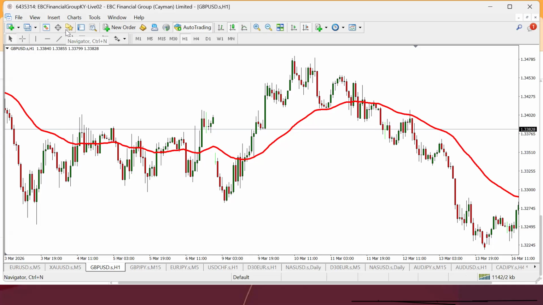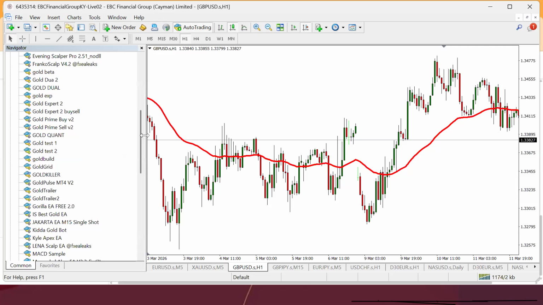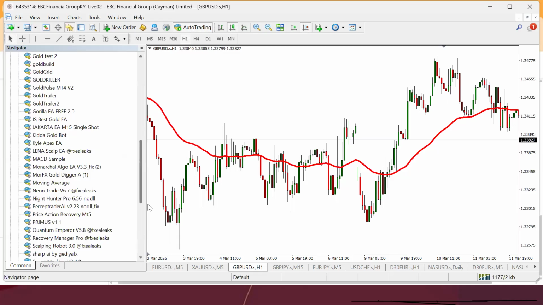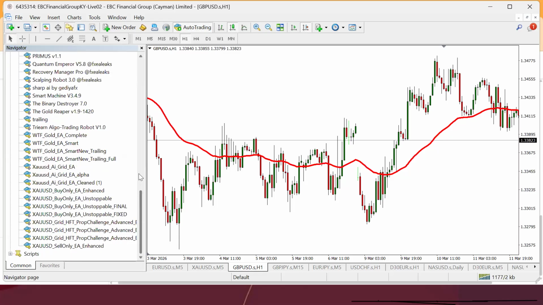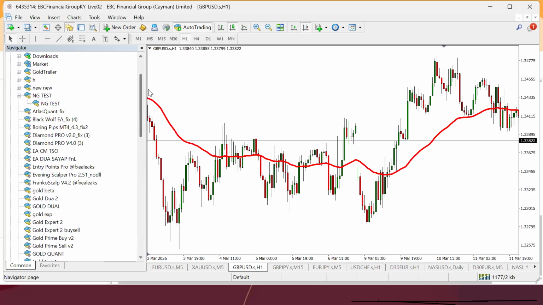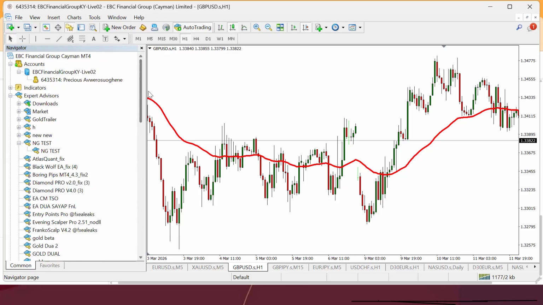This is not my original MT4. This is the EBC MT4, and this MT4 is actually new. What I mean by new is that I started trading with EBC after I discovered that EBC was a true A-book broker just last year, around September, right? But let me just show you something. Between last year and now, look at the number of software programs that I have coded. All these things are software. Every one of them you're seeing here is software based on different strategies.